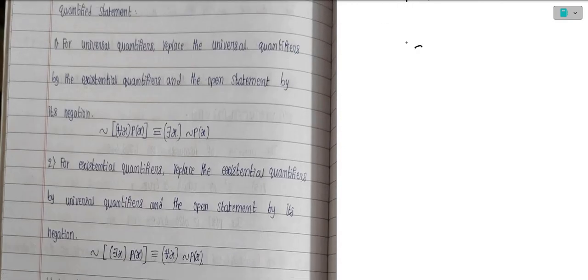Here, if we have existential quantifiers, that is 'there exists', replace this 'there exists' with the universal quantifier, that is 'for all', and the open statement by its negation. Here also p of x is converted to negation of p of x. Keep these two rules in mind. We will find the negation of given quantified statements.